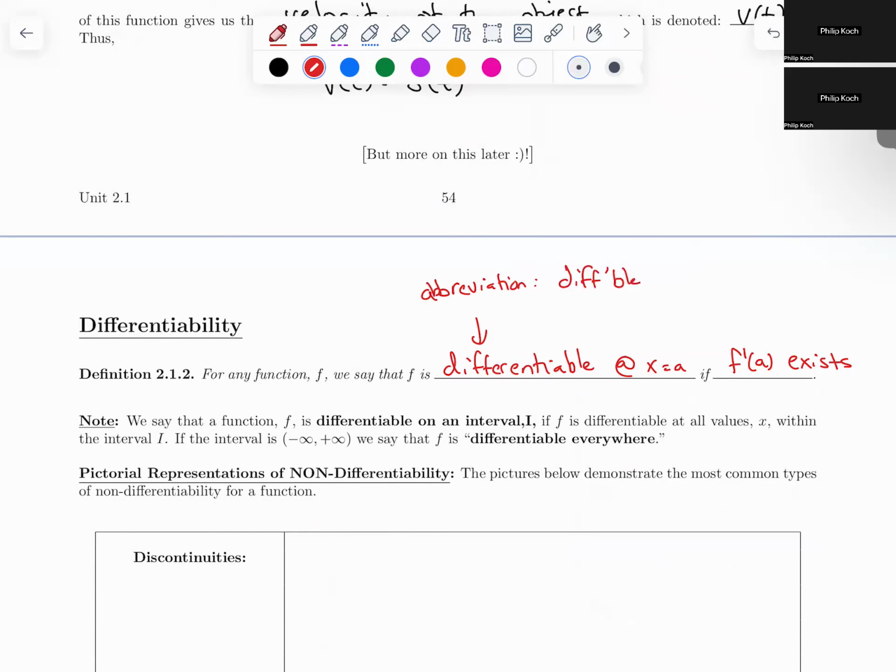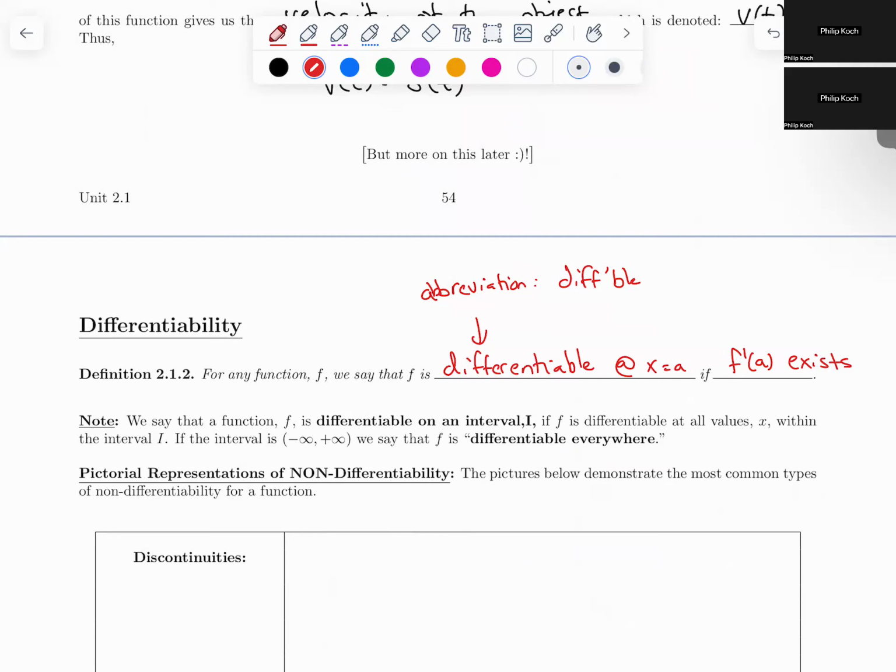It's DIFFBLE. So sometimes I'll say diffable, meaning differentiable, because I don't like writing that all out. But we say that a function is differentiable at x equals a if the derivative exists there. Just like you're continuous if you have that condition, you're differentiable if the derivative exists at that value. And you're differentiable on an interval if you're differentiable at all the a values in your interval. And if your derivative is defined everywhere, then you are differentiable everywhere.